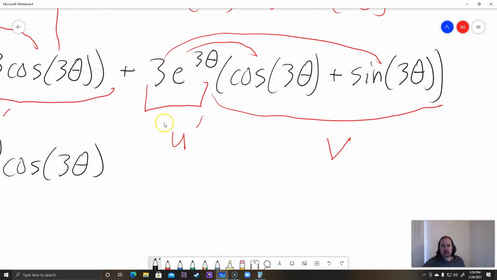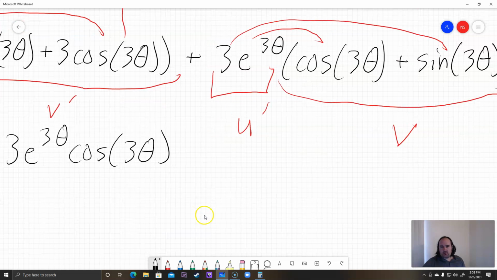Okay, so over here we have to distribute our u prime. So we have to distribute 3e to the 3 theta to each of these terms. So we're going to get 3e to the 3 theta times cosine of 3 theta.